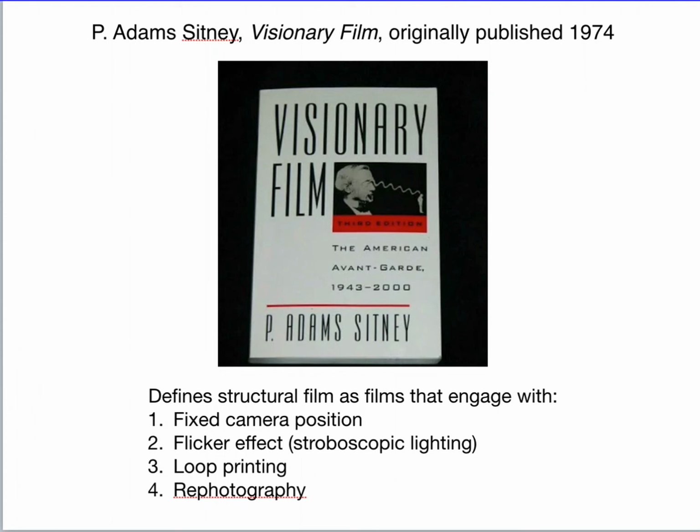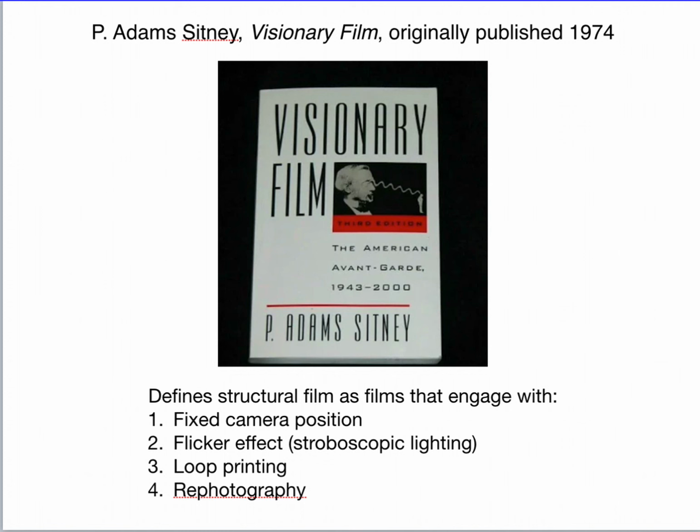Anyway, Sitney defines the structural film as films that engage with these four key things: a fixed camera position, flicker effects or stroboscopic lighting, loop printing, that means using an optical printer to create film loops, or kinds of re-photography, which also goes to optical printing in some respects.